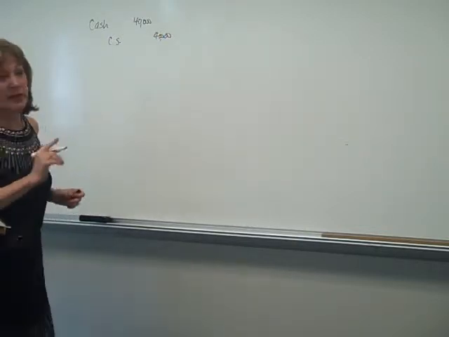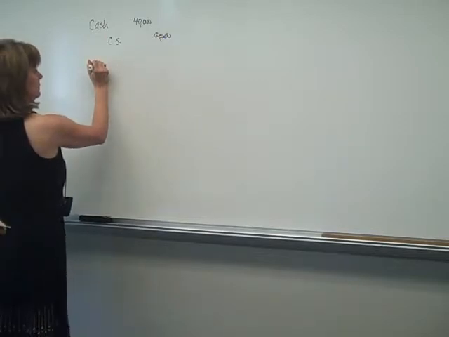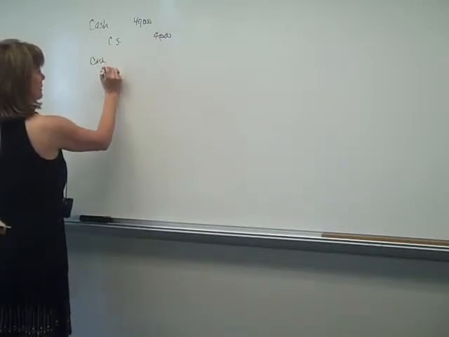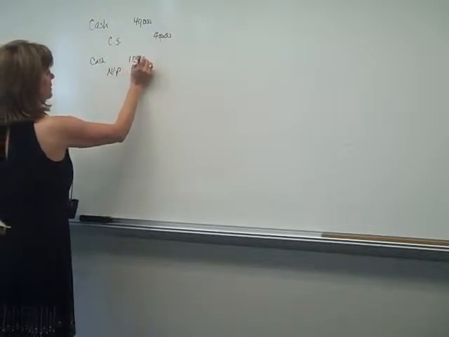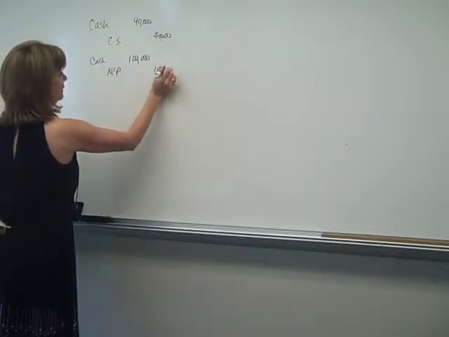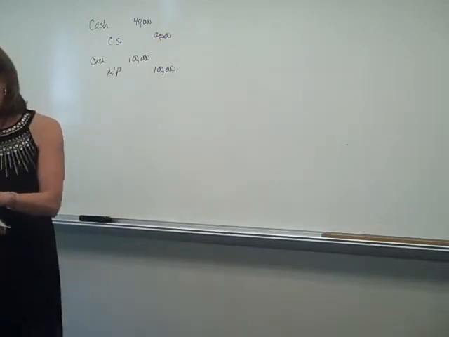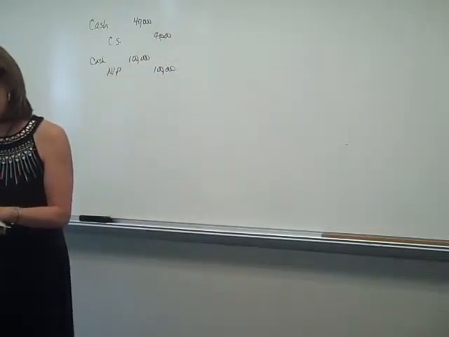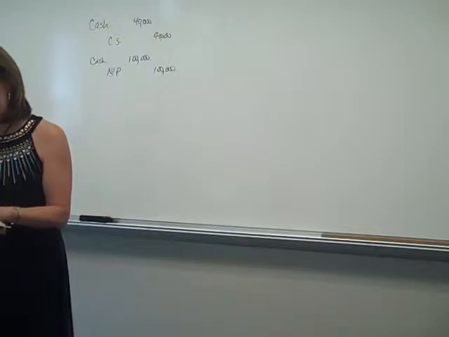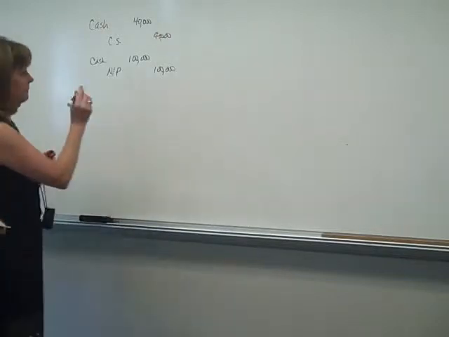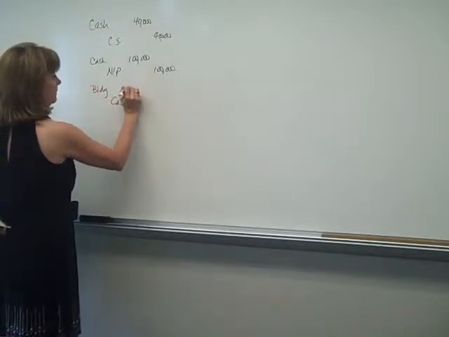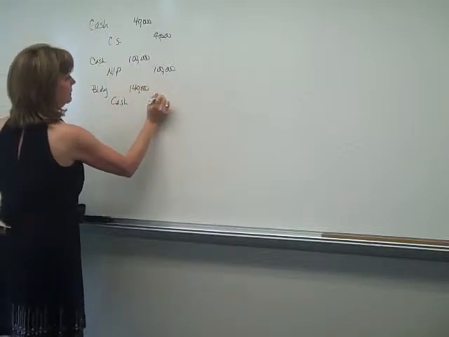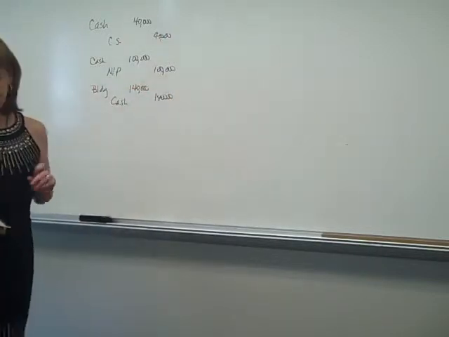Immediately they borrowed 100,000. Debit what? Cash, credit note payable for 100,000. I'm trying to get you engaged so you'll wake up. Go get a Mountain Dew. And then it says they bought a building. Debit building, credit cash, for 140,000. Okay. So far, so good.